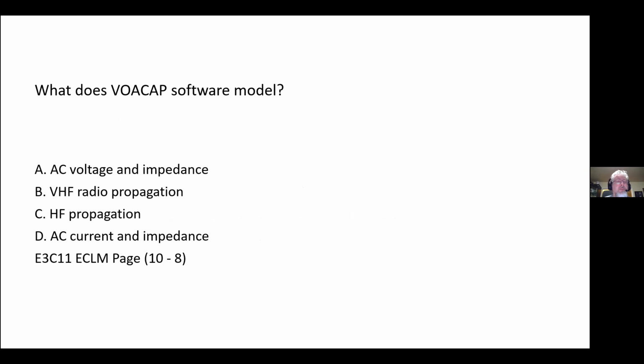What does VOACAP software model? A, AC voltage and impedance. B, VHF radio propagation. C, HF propagation. Or D, AC current and impedance. Charlie is correct. HF propagation.